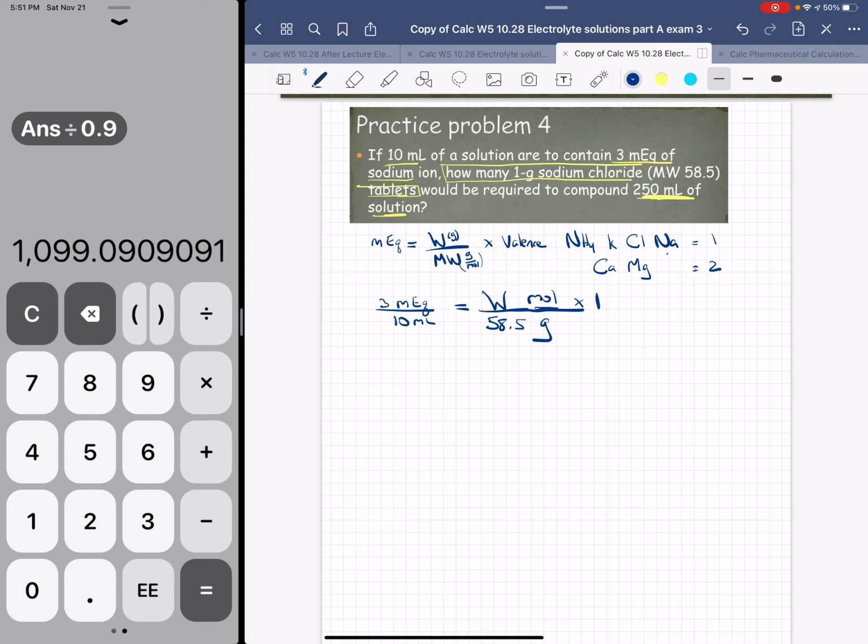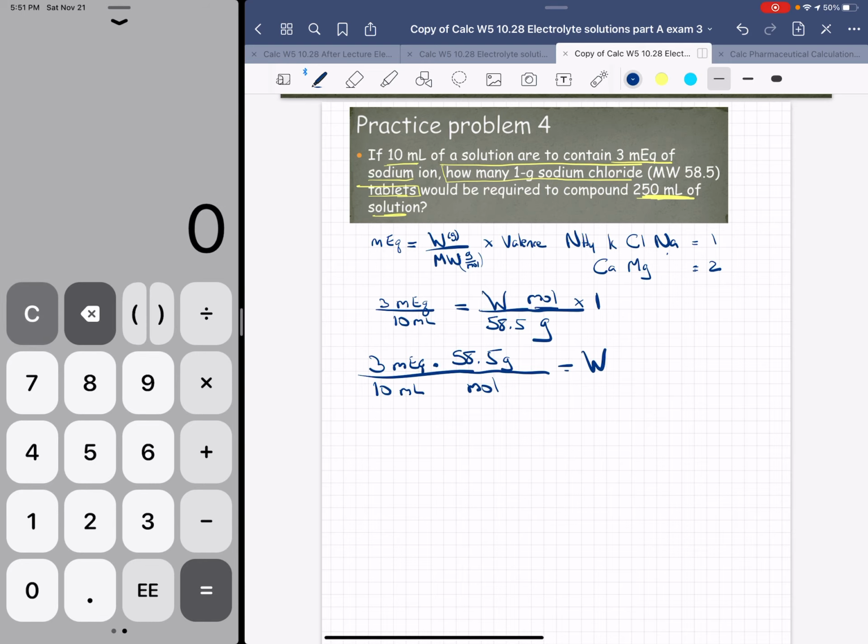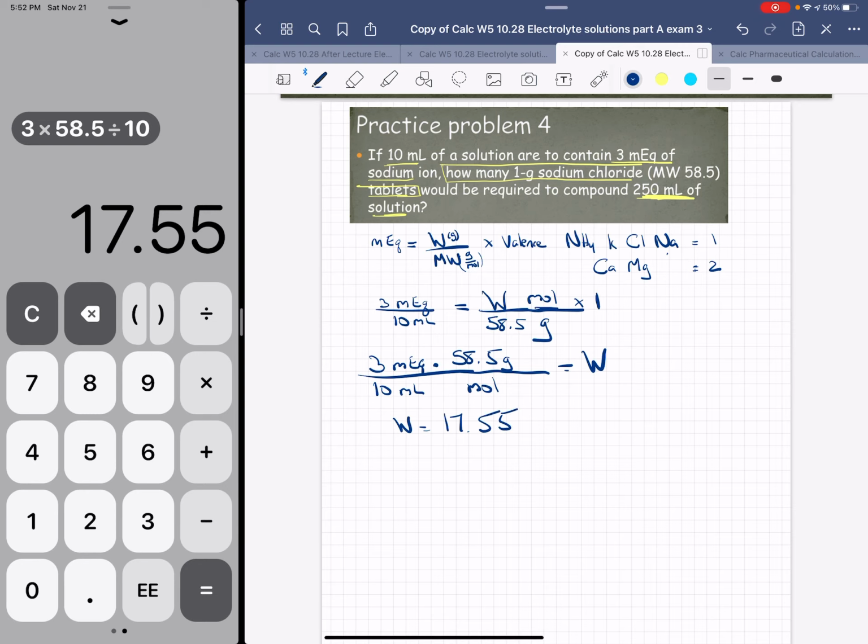Okay, so let's solve for W. I'm going to have 3 milliequivalents over 10 milliliters, and flip-flop, 58.5 grams per mole, times 1. So I'm going to go ahead and let that one be, and that is my weight. Do some math here. We have 3 times 58.5 divided by 10, and that gives us, well, what does that give us? Let's go ahead and write that down in units. 17.55 milliequivalents grams over milliliters mole.